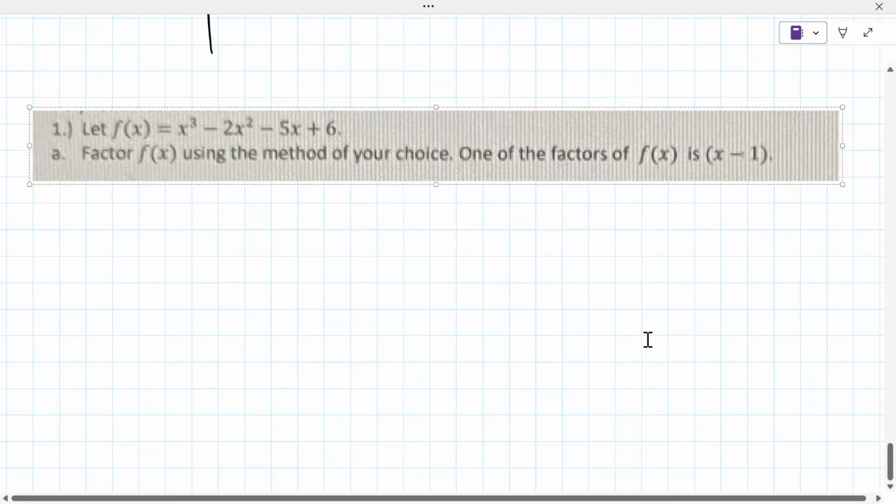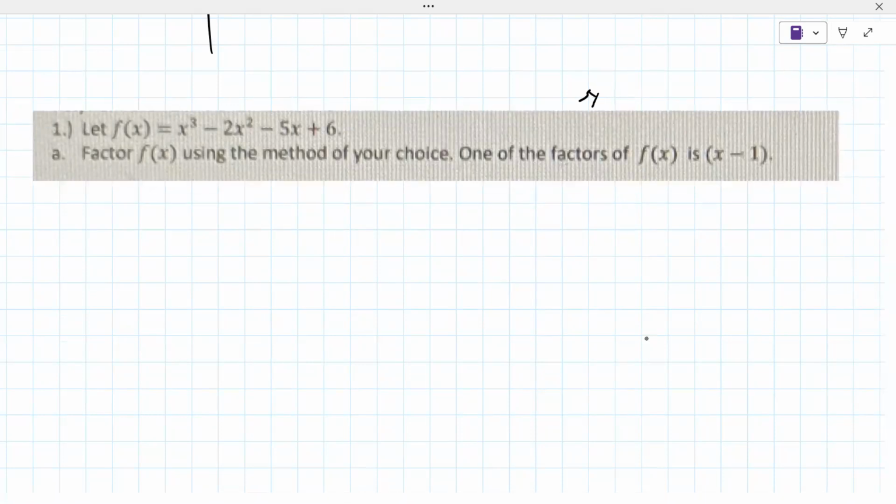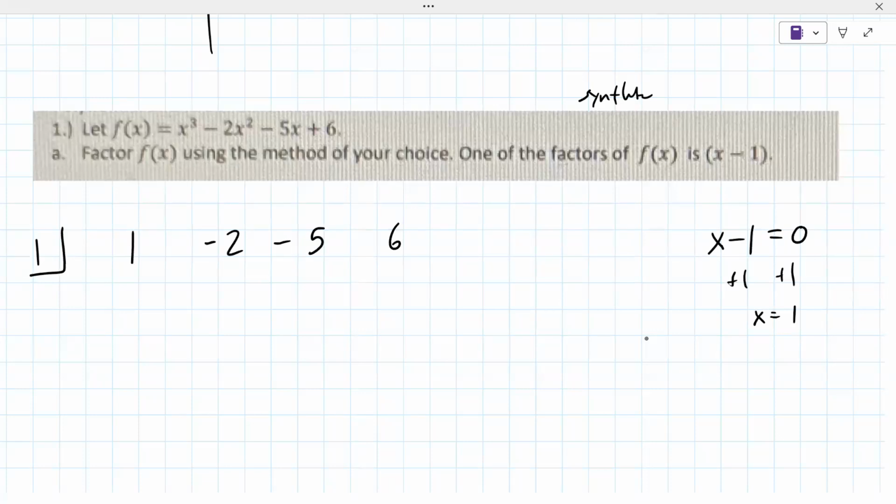Okay. So the first thing is you're always going to use synthetic division unless you really can't, because it's easier and better. What number goes in the box? x minus 1 equals 0, and you're solving for x. You're adding 1 to both sides, so x equals 1. That's what goes in the box there. 1, -2, -5, and 6.